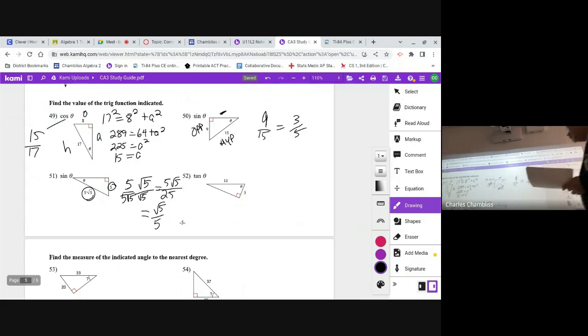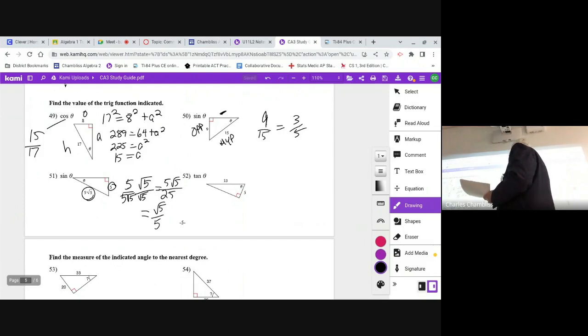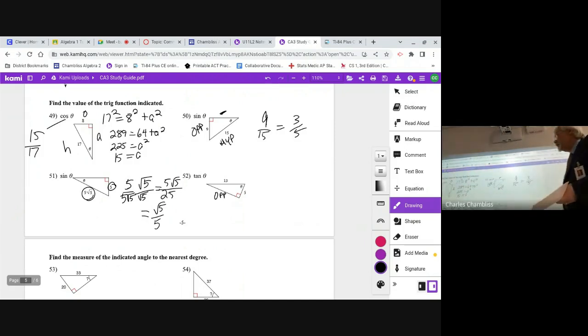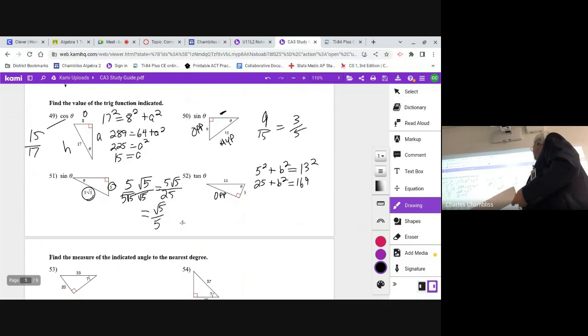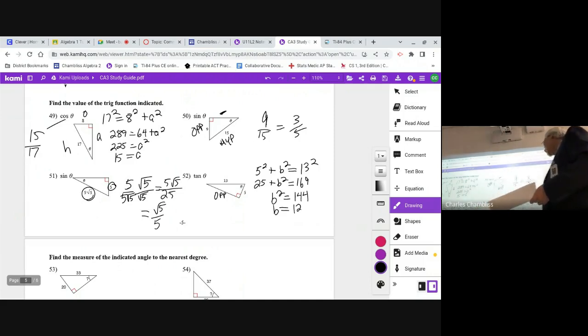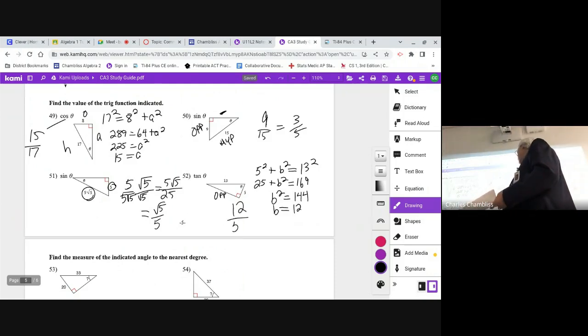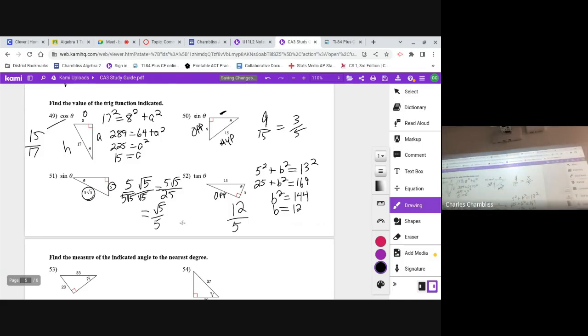And number 52, tangent. Tangent is opposite over adjacent. Well, I don't know the opposite here. So I have to use the Pythagorean theorem to figure it out. So I'm going to go 5 squared plus b squared equals 13 squared. All right, so I use the Pythagorean theorem. I figure out that the other segment is 12. Now I can do opposite over hypotenuse, 12 over 5. I'm sorry, not opposite over hypotenuse, opposite over adjacent, because it's tangent.